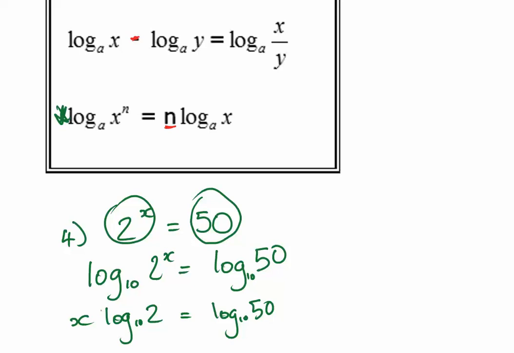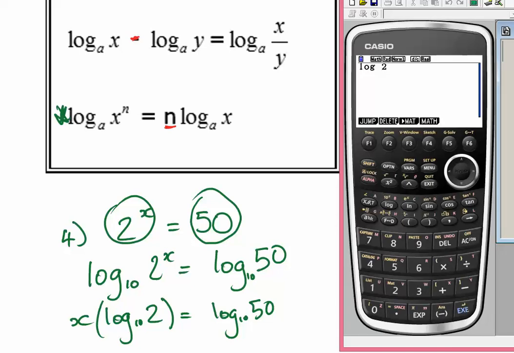And what is log 2? Well, it's just a number. We can work it out on our calculator. In fact, just pause the video and see if you can do that now. Okay, so on your calculator there, log base 10 is the log key here that just says log. When we don't see the number 10 by it, it means log base 10. So if we want to find log 2, we just type in log 2. And that's just a number, isn't it?